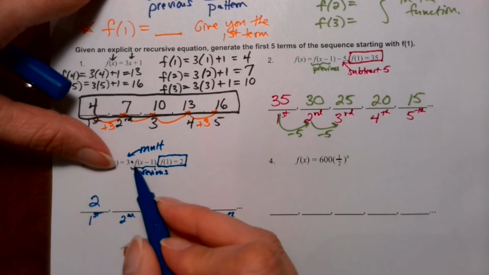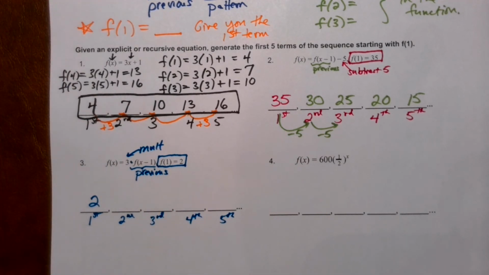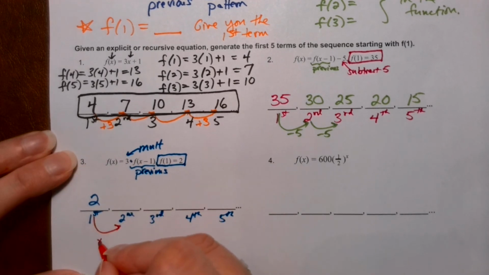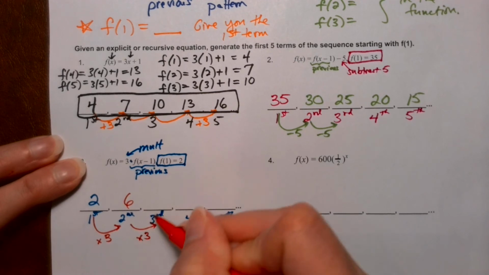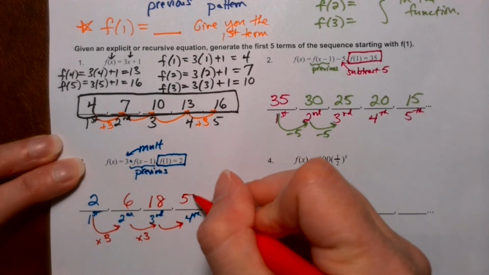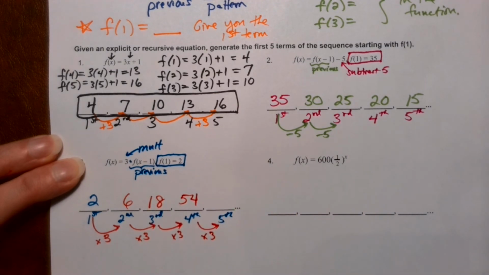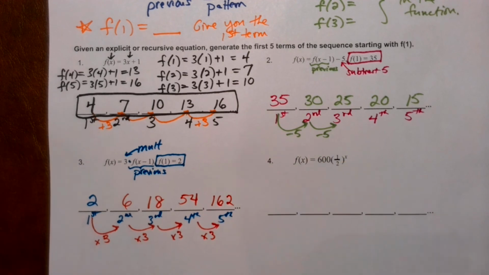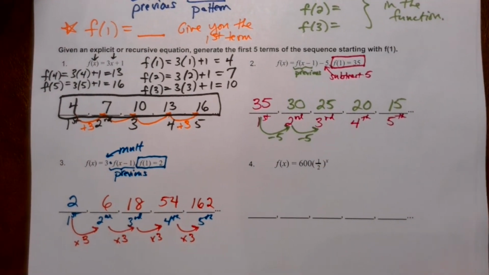Now the directions say take the previous, multiply by 3. So that's what I'm going to have to do here. I'm going to take the previous and multiply by 3. 2 times 3 is 6. 6 times 3 is 18. 18 times 3 is 54. 54 times 3 makes 162. A nice geometric sequence.